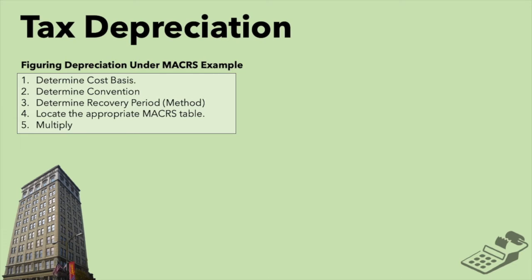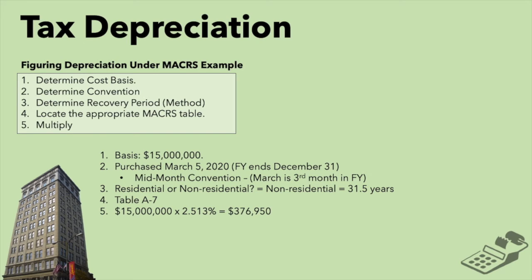Now, if we are looking at purchasing a building, again, we have to determine first the cost basis of the building, the convention that's going to be used, the recovery period, find the table, and multiply. So let's say that we purchased this building for $15 million. The purchase was made on March 5th, 2020, and our fiscal year ends December 31st. So we're going to use the mid-month convention for this, which is a building, and March, since our fiscal year is a calendar year, March is the third month in our fiscal year.